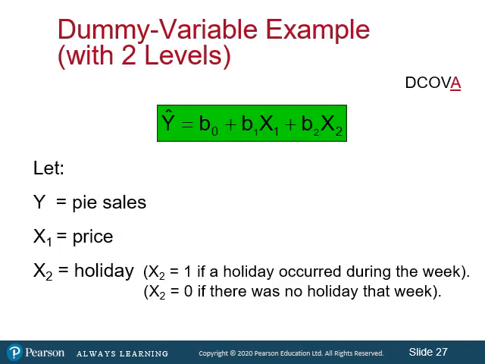So before we run the regression, we have y estimated equals beta 0 plus beta 1 x1 plus beta 2 x2. Here we have pie sales as the dependent variable, price as independent variable number 1, and holiday as independent variable number 2. What we have decided is 1 if a holiday occurred during the week, and 0 if there was no holiday that week.